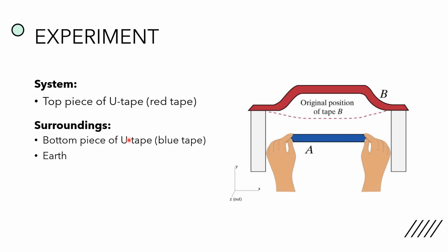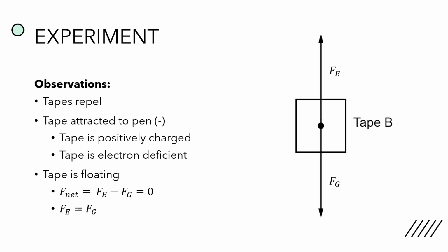So in this experiment, the system was just the top piece of U-tape, tape B, and the surroundings were the bottom tape, tape A, as well as the Earth. So this is the force diagram for the red tape. It had an electric force upwards and a gravitational force downwards, both with equal magnitude since the tape is not accelerating, which we can see right here. And since it's not accelerating, we know that the 2 forces are equal to each other. And these are just observations that I stated in the previous slide.